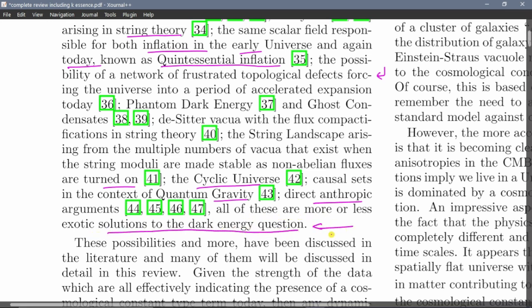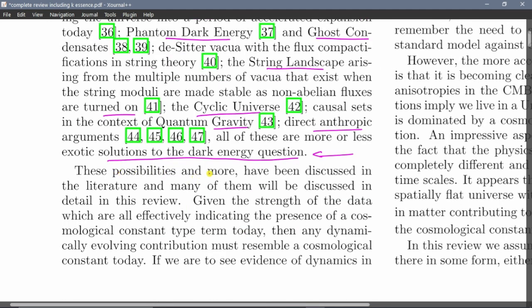So now you can see there are a number of possible solutions you can have for the dark energy, from the modification of gravity to the phantom type dark energy or tachyon type dark energy or ghost condensation or from the string landscapes. So there are cyclic universe. There could be many possibilities, but we don't know which one is perfectly correct. Therefore we have to explore all these things. These possibilities and more have been discussed in the literature, and many of them will be discussed in detail in this review.